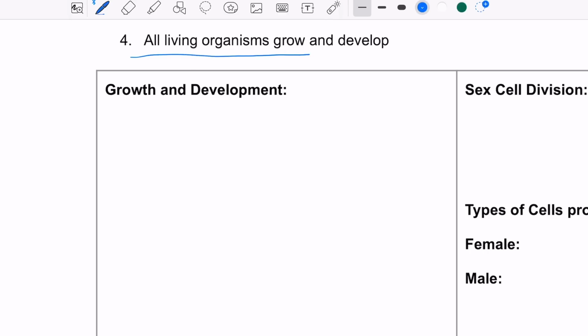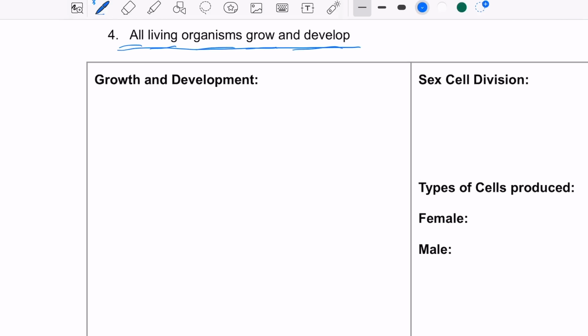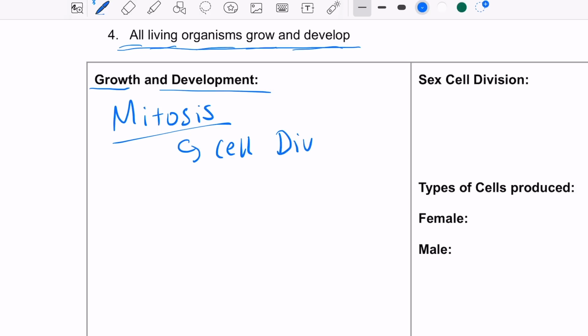All living things grow and develop. Well, there is a specific name for how we grow and develop. That specific name of when we grow and develop is called mitosis. Mitosis is cell division.